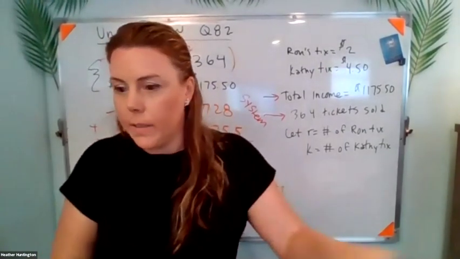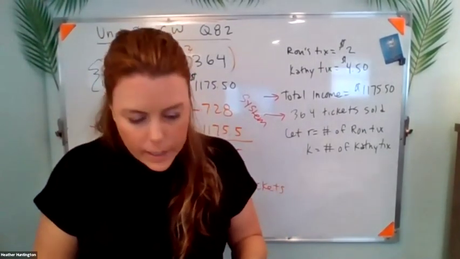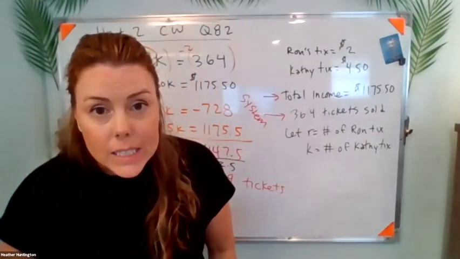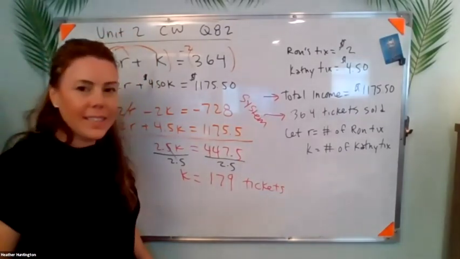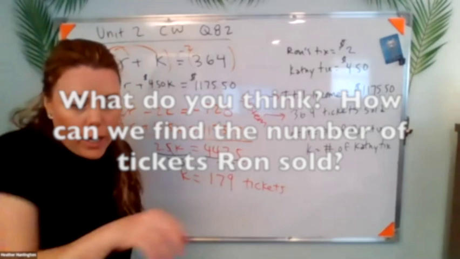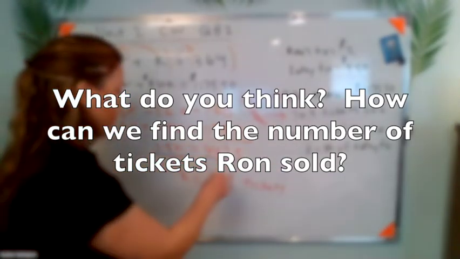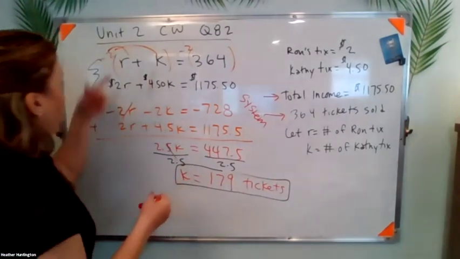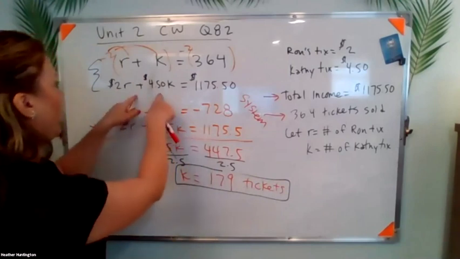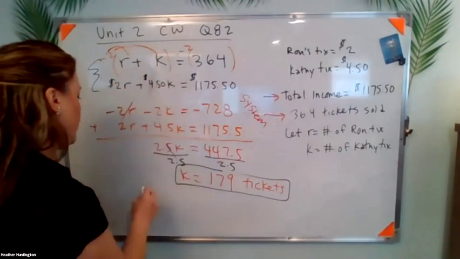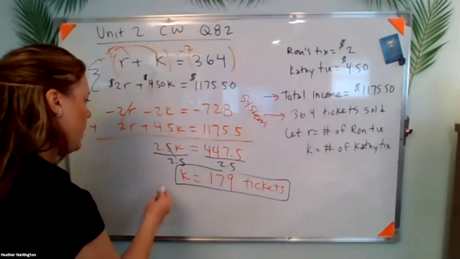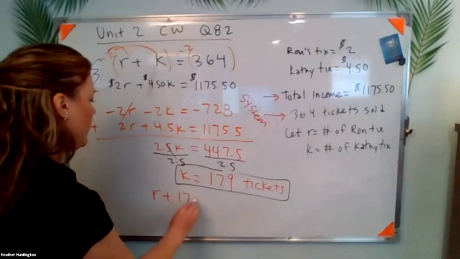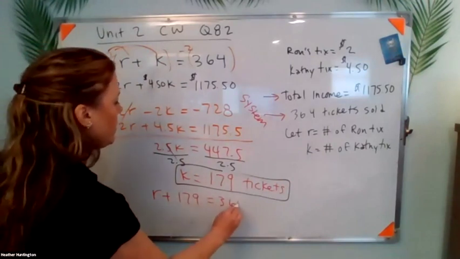Especially with these problems, I go back and I say, did I answer the question at hand? And it says, how many tickets did Ron sell? We got what Kathy sells. How do we figure out how many tickets Ron sold? You substitute the 179 back in for K. You can do this into either equation, but this one looks a little easier, right? Less coefficients, smaller numbers. So we've got R plus 179 is going to equal 364.